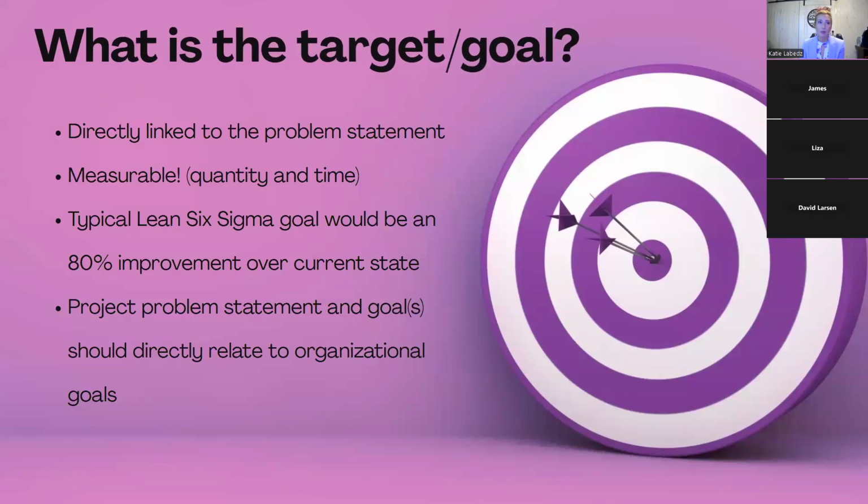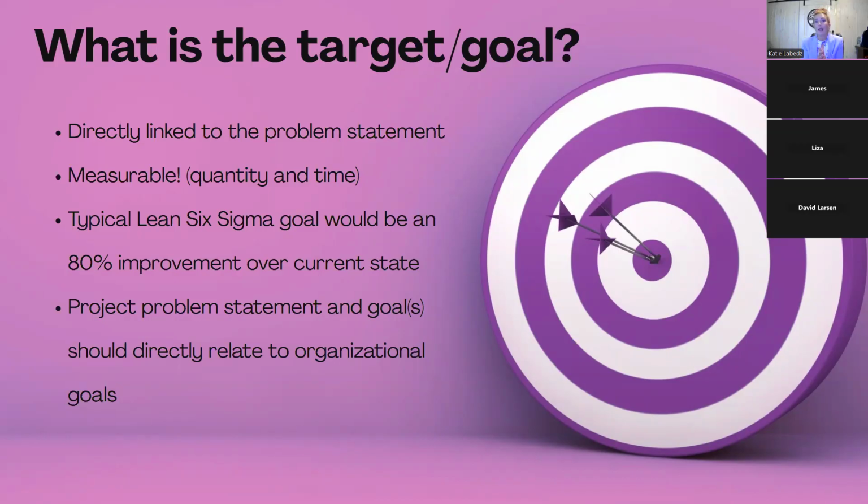Now, the next bullet point is, what is the target or goal? So that should directly be linked to your problem statement. So our goal should link to what our problem statement is. And I'll give you an example here in a moment. It should be measurable with quantity and time.